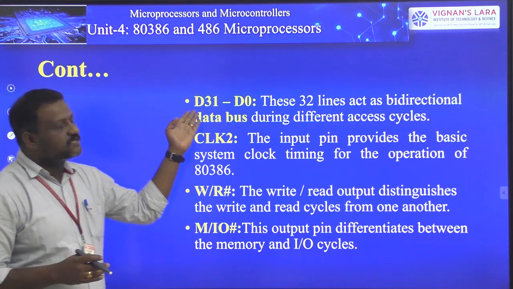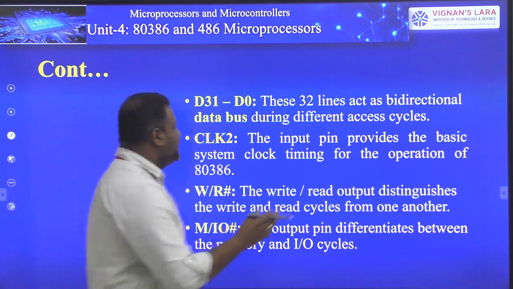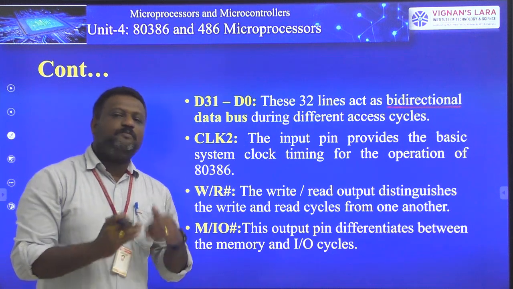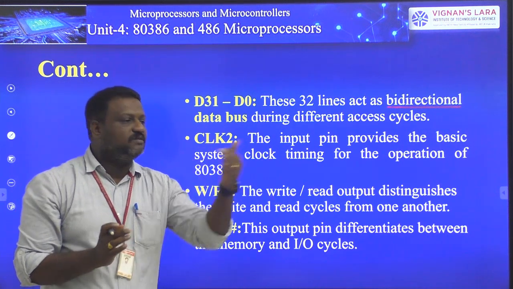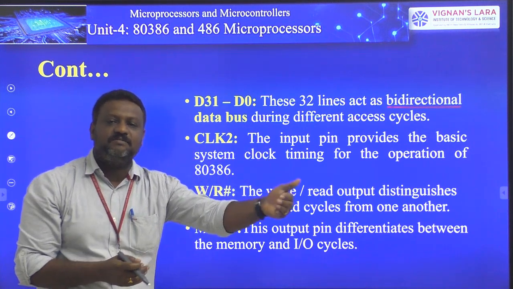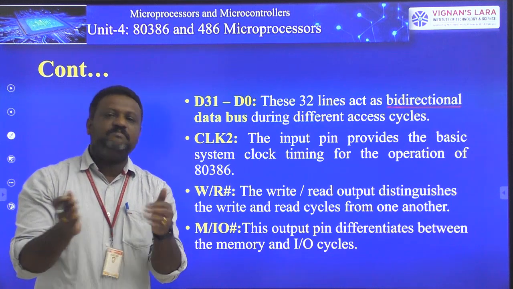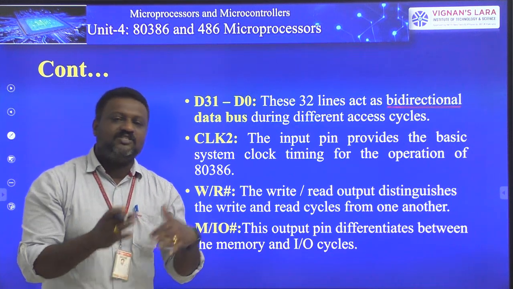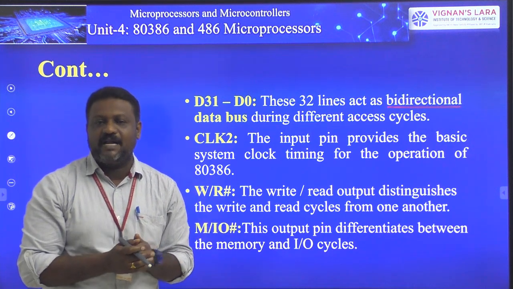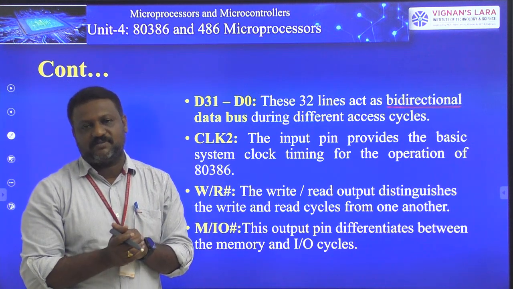Next, the data bus D31 to D0. Basically, the data lines are bidirectional lines. With the help of these data lines, your processor either transfers data to the memory or to I/O devices, or it can read data from either memory or I/O devices. At a time 4 bytes, or sometimes you can read 3 bytes, or sometimes 2 bytes, or sometimes only 1 byte. That depends on the operation going on in your processor at that time.